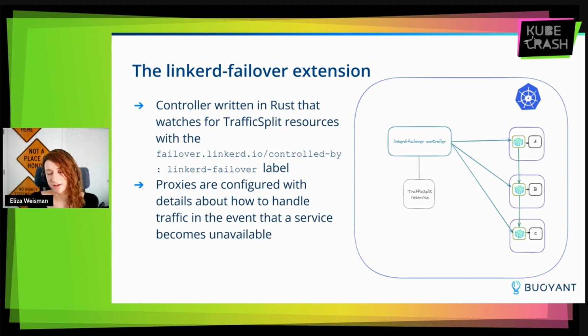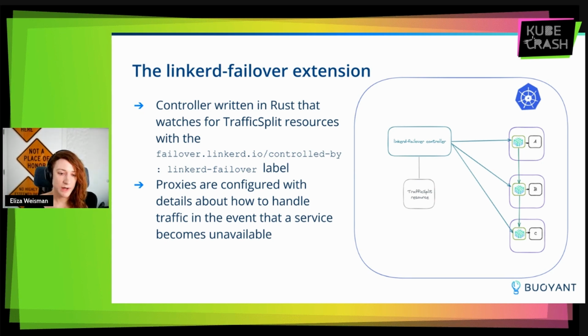And this is a nice thing about the model of the control plane consisting of all of these small independent microservices: it's also a microservice application, right? So we can just write this controller in Rust, and it's actually quite simple. What it does is it watches for traffic split resources from the SMI spec, and it's looking for a label, failover.linkerd.io/controlled-by. That's saying, hey, this traffic split is a failover traffic split, rather than another traffic split that you might be using for other forms of traffic shaping.